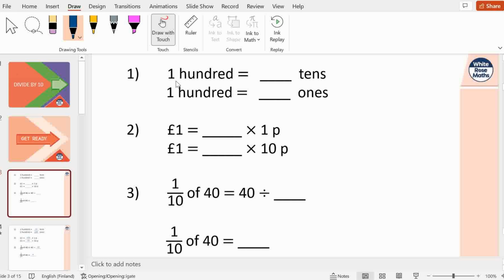Okay, so here we have 100. How many tens are in 100? How many tens? 10, right? Yeah, good. And then how many ones are in 100? How many ones? In 100, how many ones? 100, yeah. Okay, that makes sense. That should be easy.